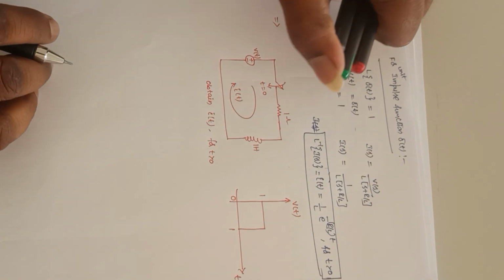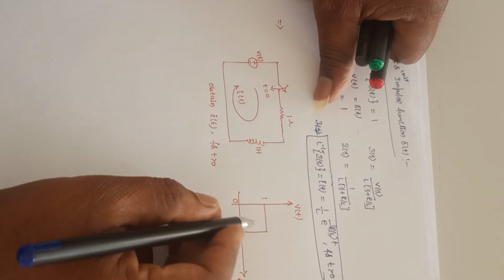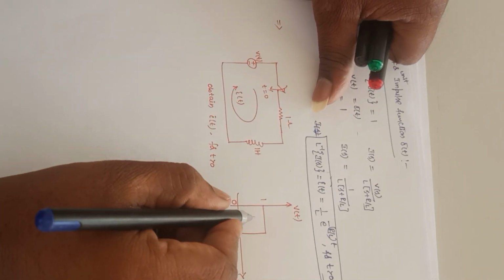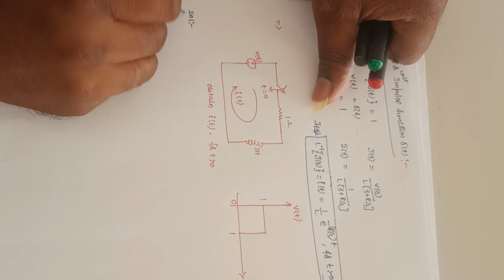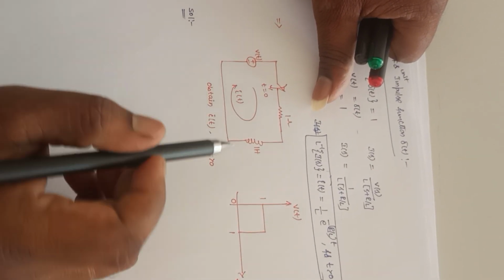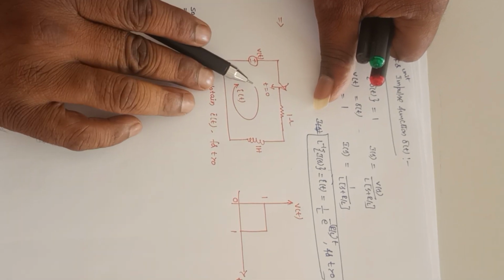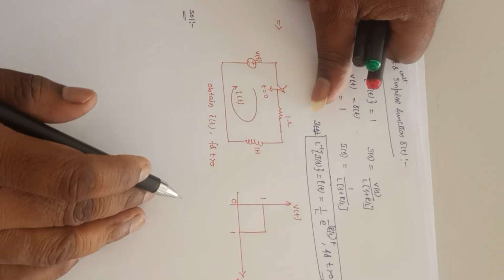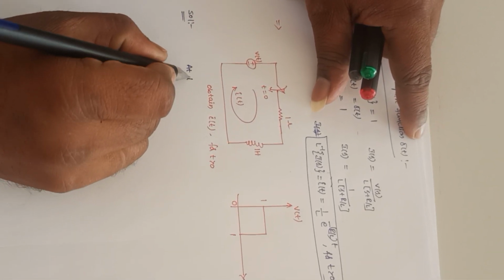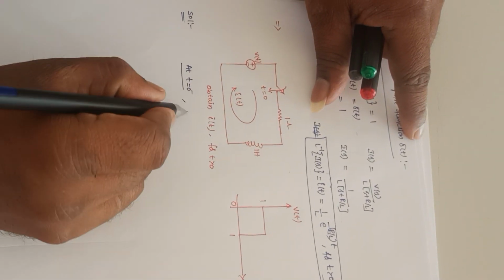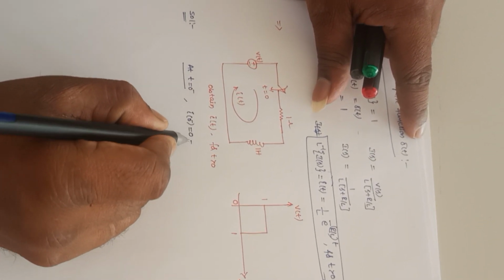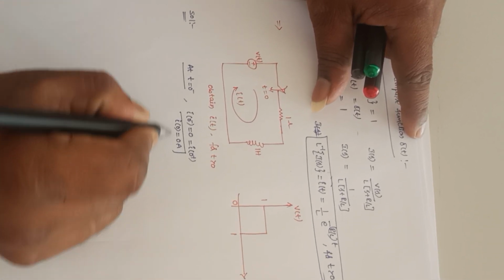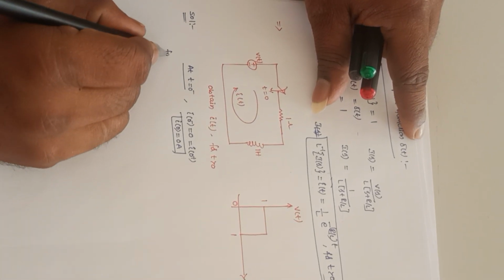See, first let me define this. At t equal to 0 minus, the switch was open. At t equal to 0, the switch was closed, so at t equal to 0 plus, just after the switching action is done. At t equal to 0 minus, the current flowing through the inductor, i(0 minus), is 0 amperes, that is equal to i(0 plus), and i(0) is 0 amperes.